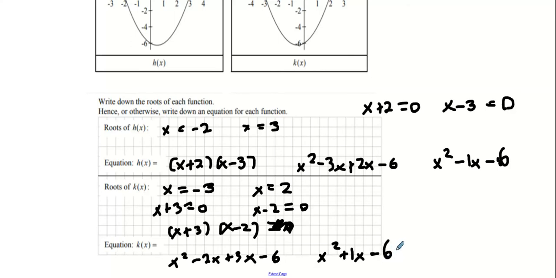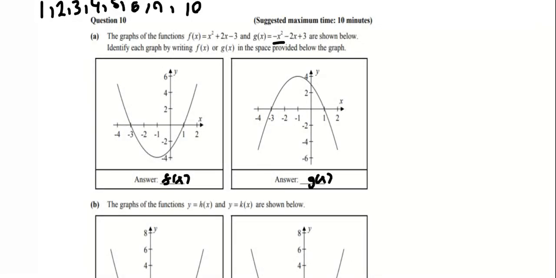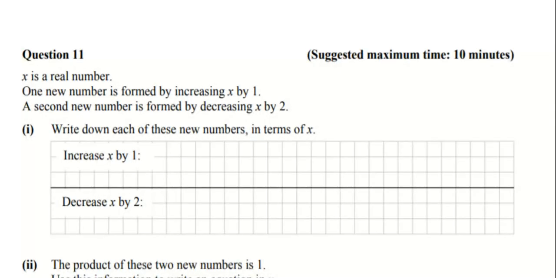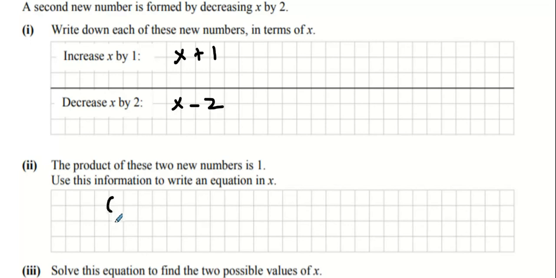Okay, so we're done. Now we're on to question 11. So that's question 10. This one is question 11. X is a real number. One number is formed by increasing x by 1. Increase x by 1, it's x plus 1. Decrease x by 2, it's x minus 2. The product of these two numbers equals 1. So product means multiply them together and put them equal to 1.